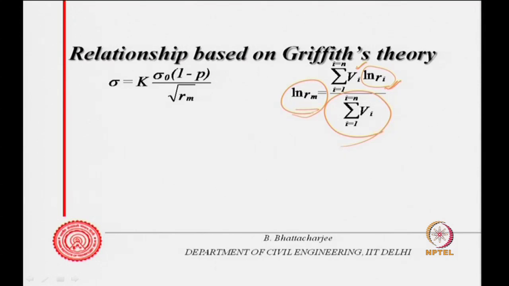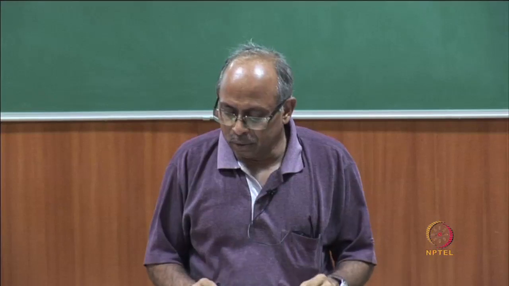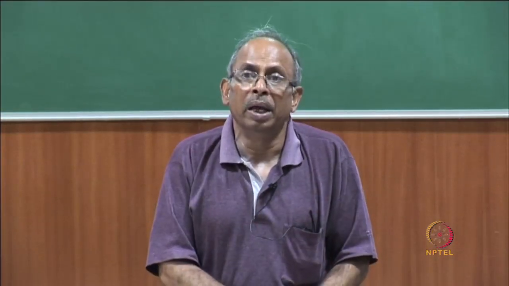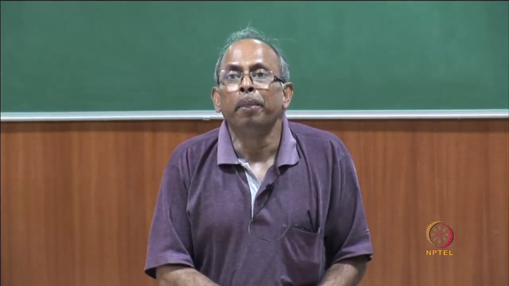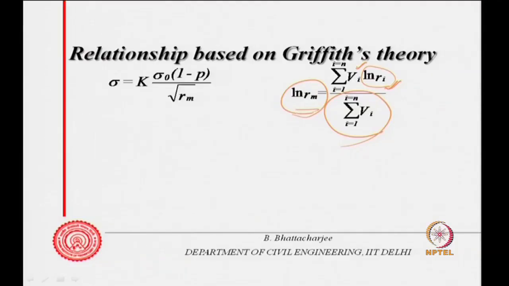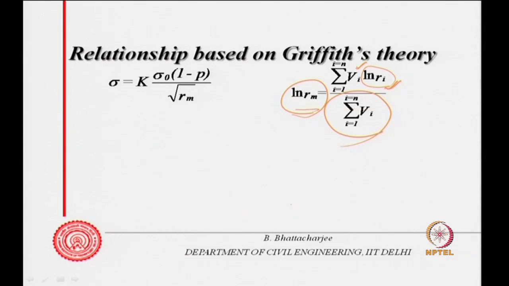It will vary, as we shall see, from nano size to a fraction of a millimeter size, so over a large range. So, it is better to express them on a logarithmic scale, and this log mean radius is a weighted average with respect to volume. So, something of this kind is called the mean distribution radius.